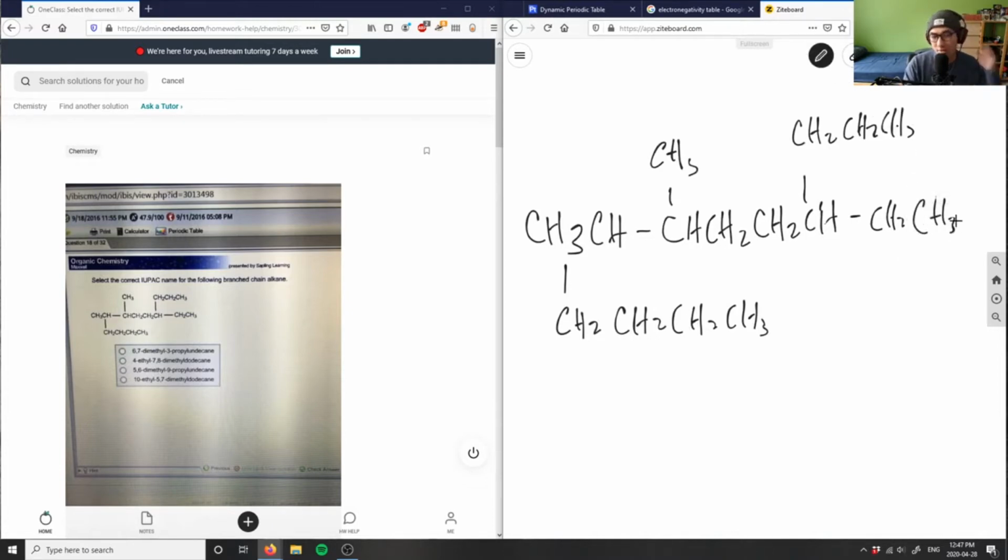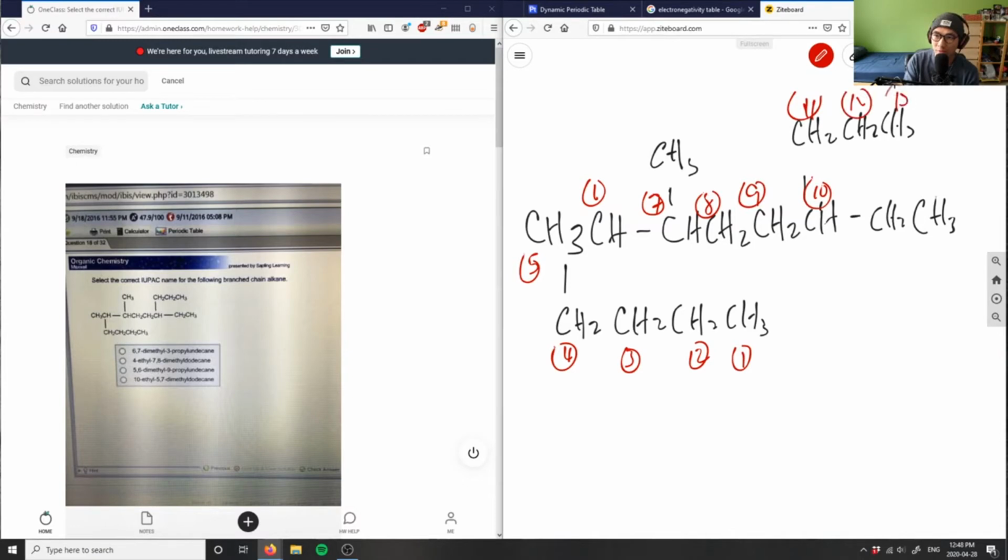Okay, what is the correct IUPAC name for the following branch chain here? So let's count again. We have to count what the longest chain here is, right? I would probably count from here and make my way up here for the longest chain. So this would be carbon 1, 2, 3, 4, 5, 6, 7, 8, 9, 10, 11, 12, and then 13 here. So 13 would be, I believe, the longest chain.